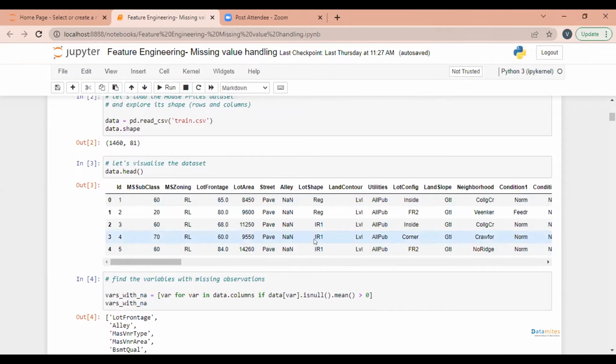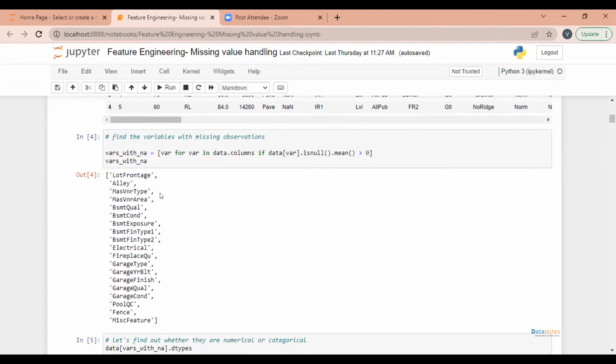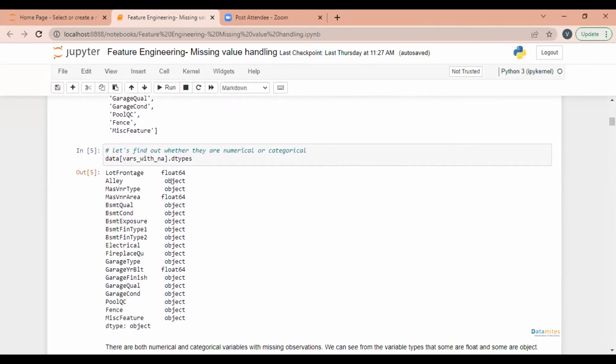So this code will provide us with the list of features that have missing values. Here in this code, as we have mentioned, mean is greater than 0. So we are checking how many have a percentage of missing values. So these are the features that have missing values in them. Next, we have checked the data type of these. We can see that there are lots of categorical variables as well as numerical. Both contain missing values.